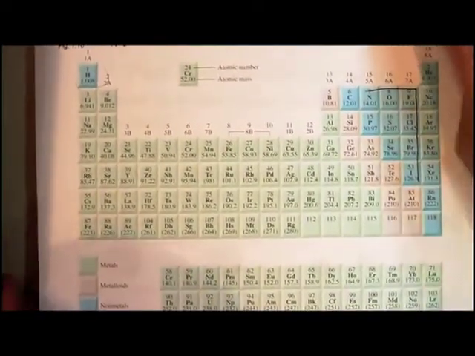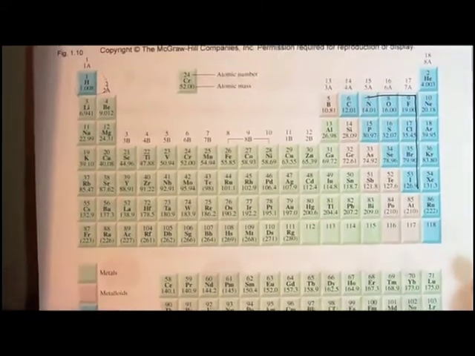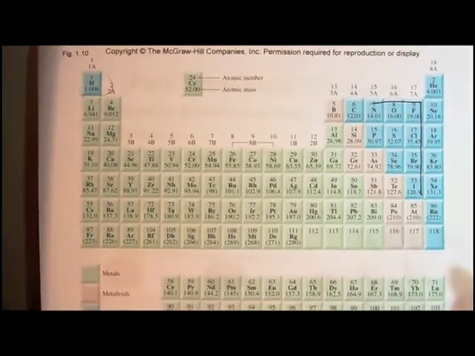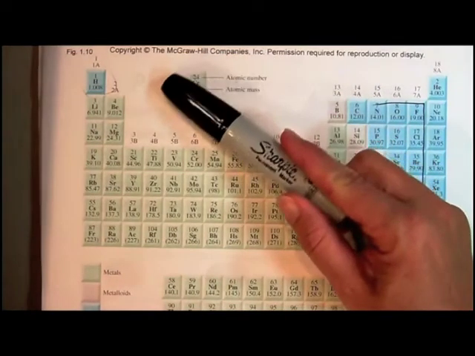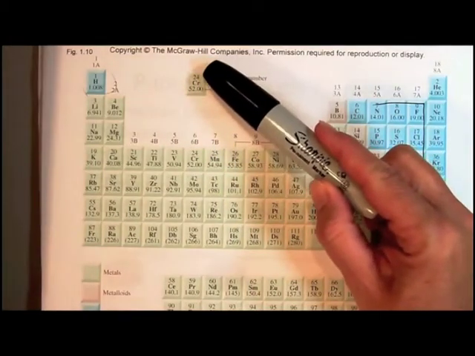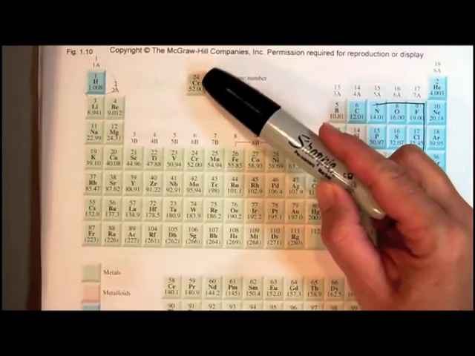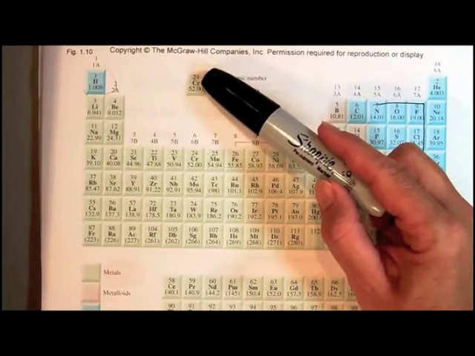Of course, all the elements that are known today are listed on the periodic table. All right, it's the periodic table of the elements. Last unit, when we were looking at nuclear chemistry, we focused on just the elemental symbol, the atomic number, and the mass number. And we recognized that the atomic number told us how many protons were in the nucleus.